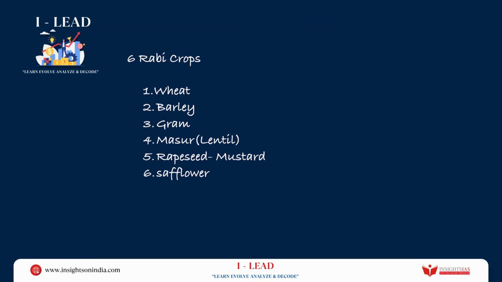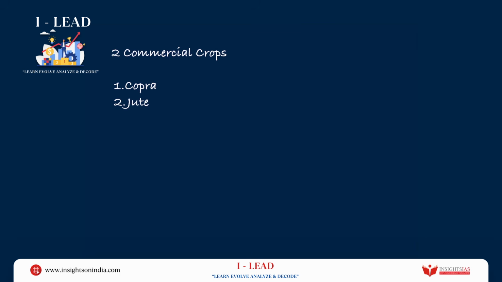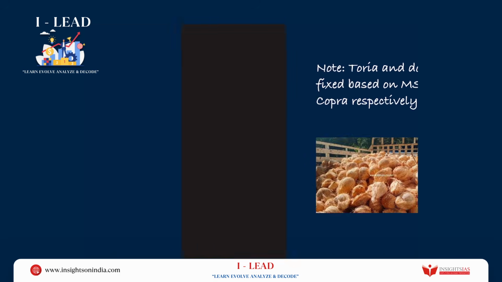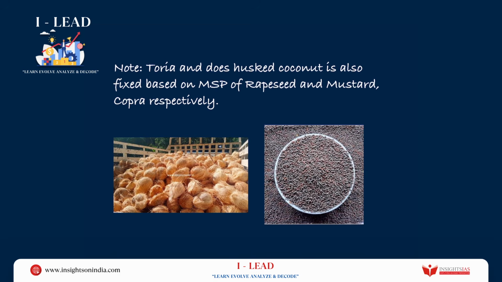But there are 22 notified agricultural crops. Which brings us to the next question. Sir, what are those last two? We have seen kharif crops, we have seen rabi crops. What are the last two? The last two are commercial agricultural crops. Okay, so there are two commercial agricultural crops. The first one is called copra. Second one is jute. Okay, so copra and jute, very, very important.